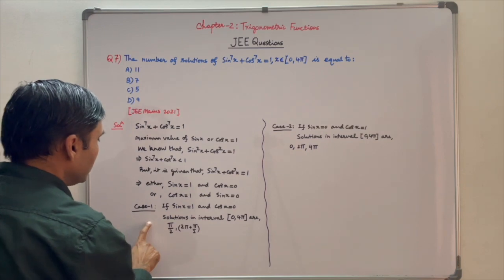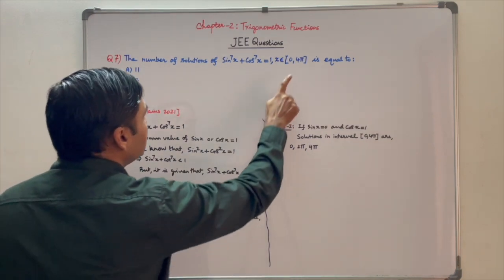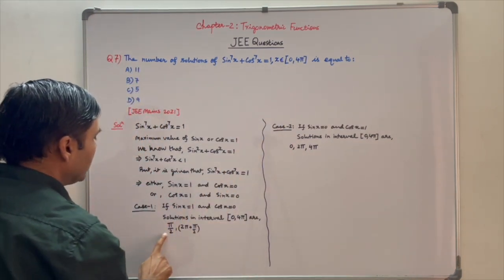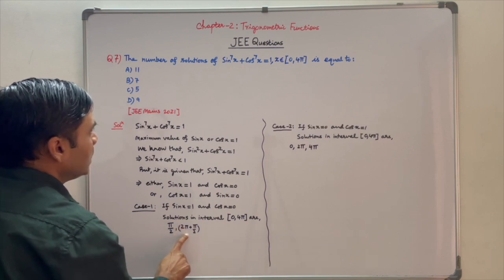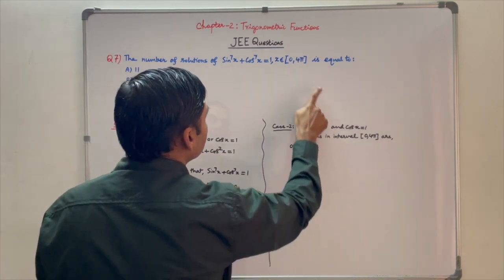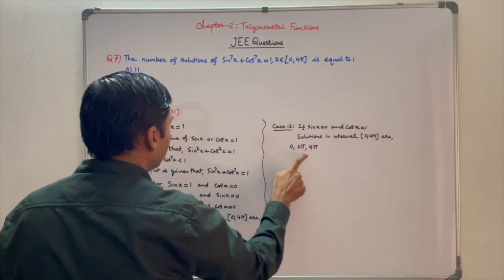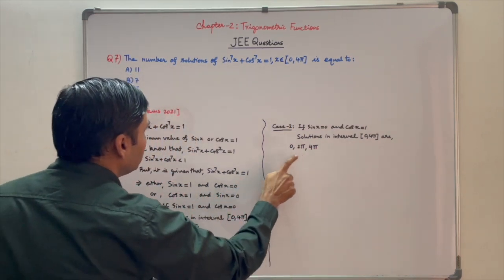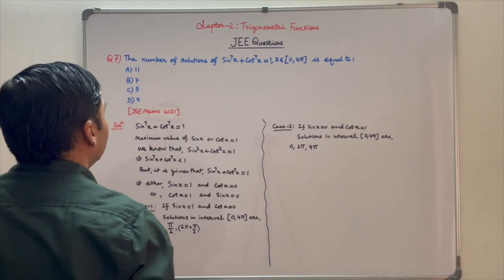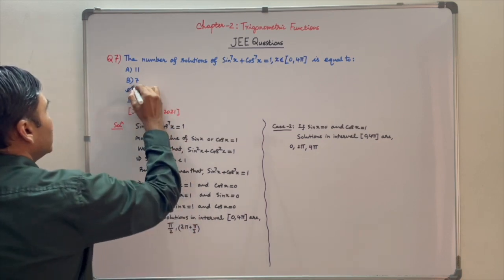So in the first case, solutions in the interval 0 to 4 pi will be pi by 2 and 5 pi by 2. In the second case, solutions in the given interval will be 0, 2 pi and 4 pi. So there will be 2 plus 3, 5 solutions in total. So option C is correct.